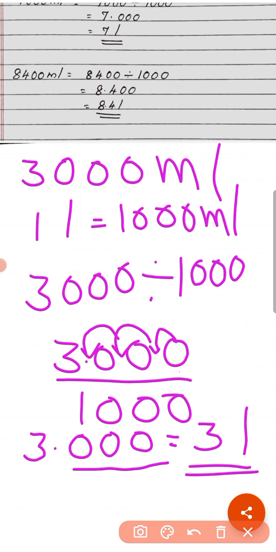So, to change the volume to liters, we need to divide the given volume by 1000. We can divide by 1000 by shifting the decimal point 3 places to the left. I will explain it to you.